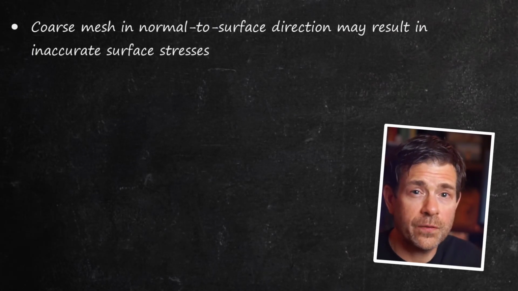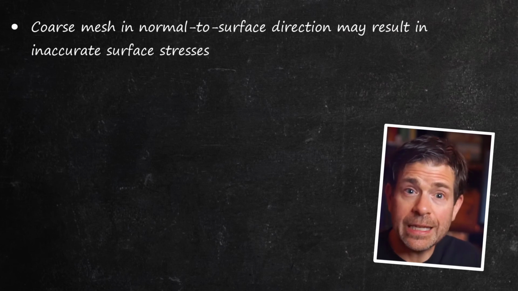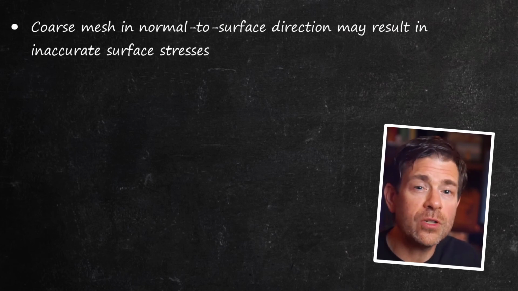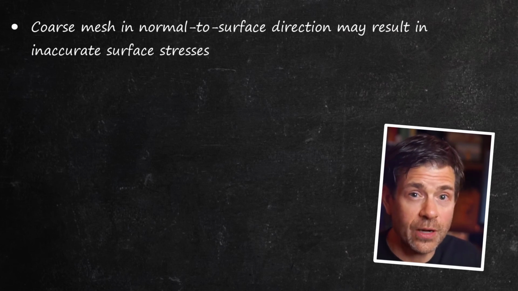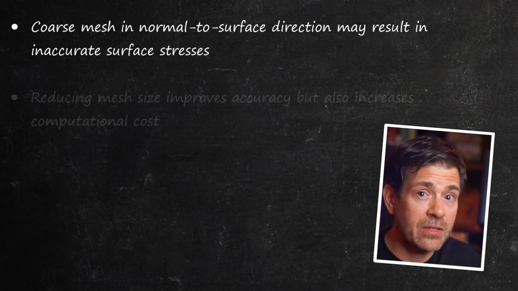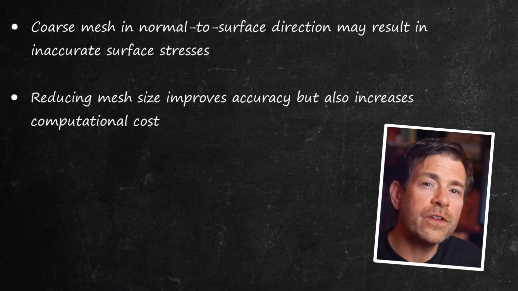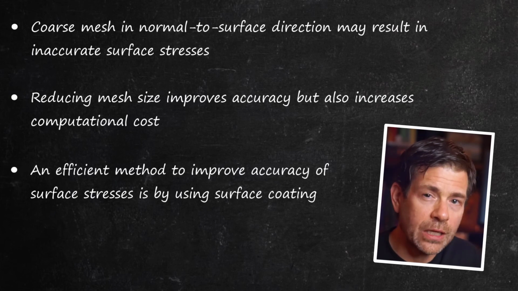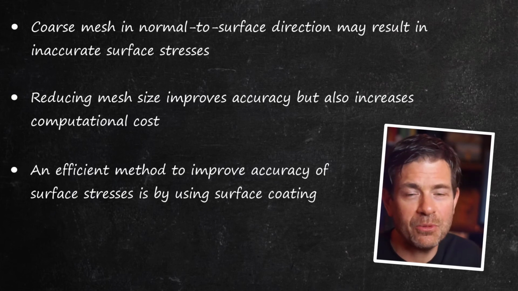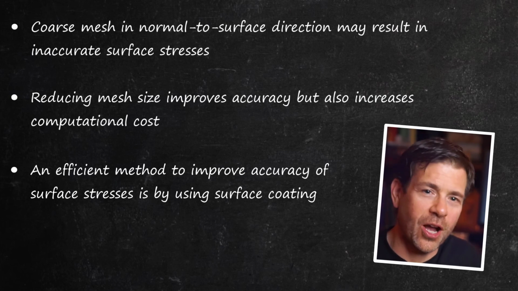So let's summarize the important learnings from this video. Using a coarse mesh in the normal to surface direction can result in inaccurate surface stresses due to extrapolation if there are large stress gradients, and reducing the mesh size in that direction can improve accuracy. However, a more efficient method is using surface coating to achieve the same accurate results at a low computational cost.